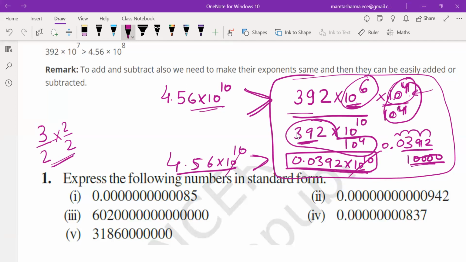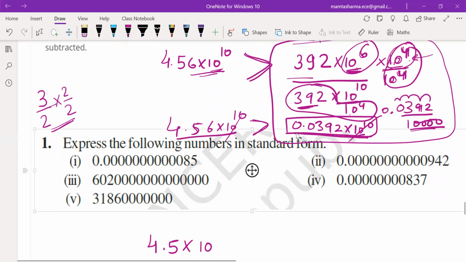I am making this term like this exponent. So I am multiplying by 10 raised to power 4 and dividing by 10 raised to power 4. So this 10 raised to power 6 and 10 raised to power 4 will get added. It will become 10 raised to power 10. Now still I am having a 10 raised to power 4. So I need to solve 392 by 10 raised to power 4, and this would be 0.0392.